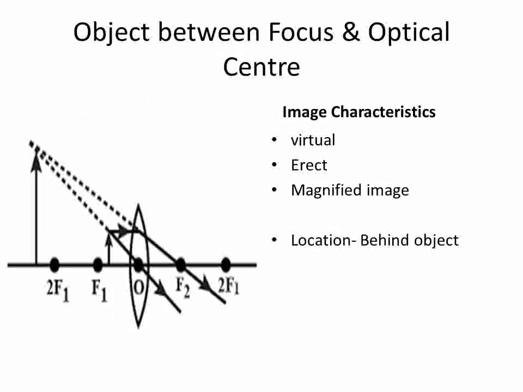Now, the next case is when the object is between the focus and the optical center, that is, between O and F1. First focus F1 and second focus F2 are shown in the figure. When the object is between O and F1, a virtual, erect and magnified image is formed behind the lens, that is, on the same side as the object.